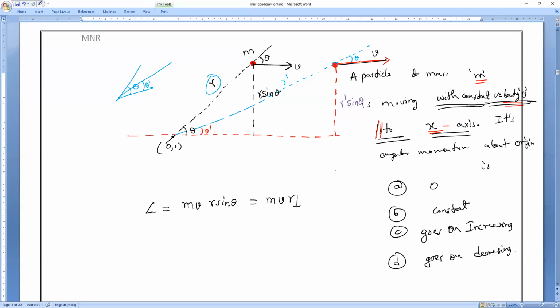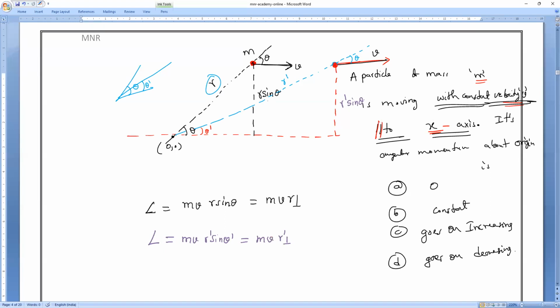Are you clear? R dash sin theta. Understanding? So let me take now again for this particle, at this point you write it. mv r dash sin theta dash, which is equal to m into v into, this will become what? r dash perpendicular. Am I right or wrong? Everybody? Yes? Please respond. Yes, sir.